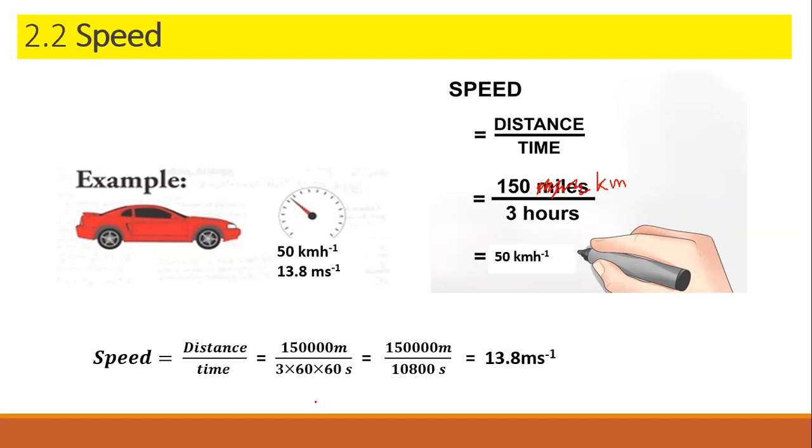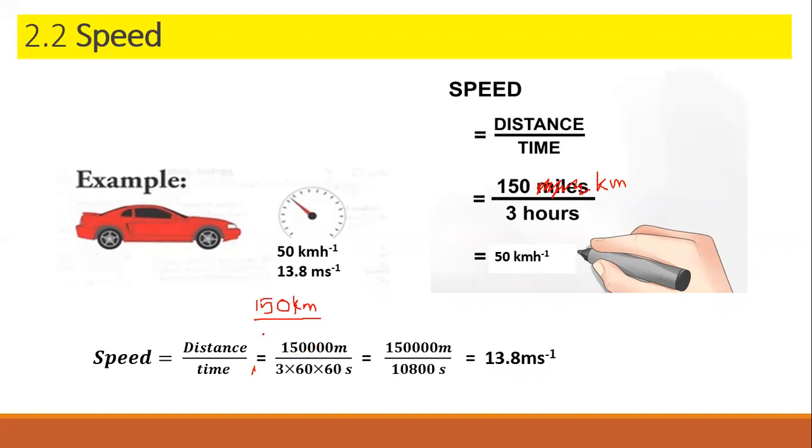And then there's another example. Distance divided by time gives us the speed. And here I have changed the unit from kilometers per hour into meters per second. So for kilometers, the first step here is 150 kilometers. In order to convert it into meters, we have to multiply it by 1,000.